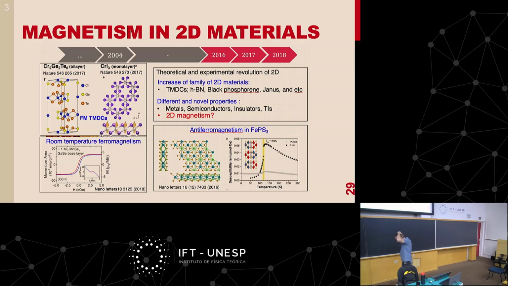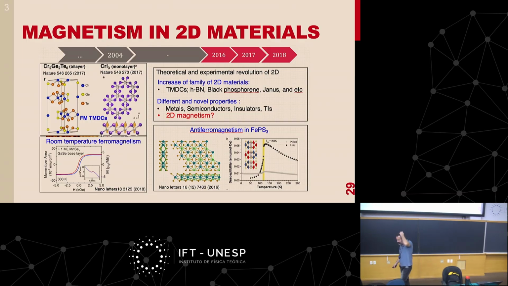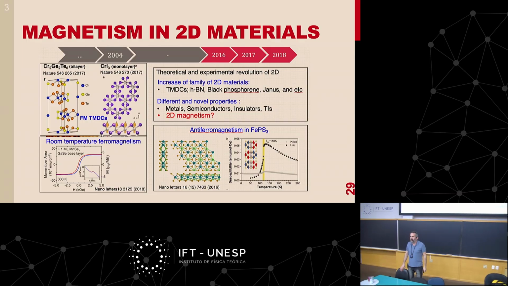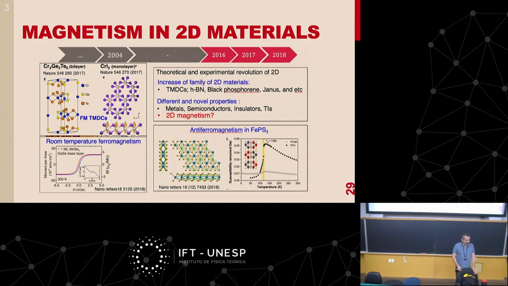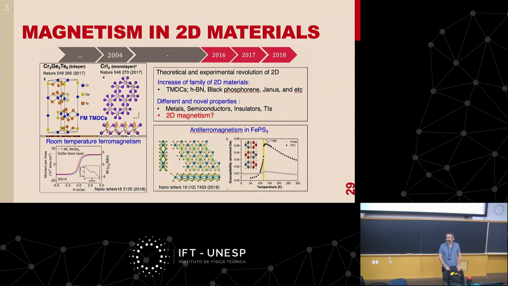magnetic two-dimensional materials. There has been a lot of discussion in the old times. Who teaches statistical mechanics here? Alexandre, okay. So there is a discussion that there should not exist magnetic order in two-dimensional materials. That's the Mermin-Wagner theorem, something like that. Although, and then recently, it has been shown experimentally.